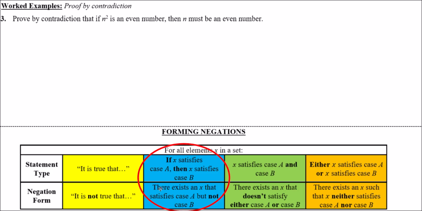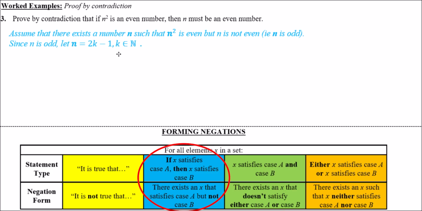So the negation form, just rewording this, is there exists some number x that satisfies the case A. So there's some number that satisfies the fact that n squared is even, but not that it's even itself. So if it's not even, then n is odd. So the negation is to assume that there exists a number n such that n squared is even, so case A holds, but that n is not even, so case B does not hold. So in other words, we're trying to prove that there's a number n such that n squared is even, but n itself is odd.